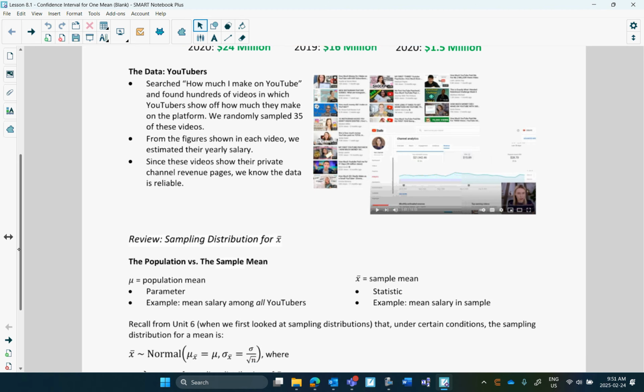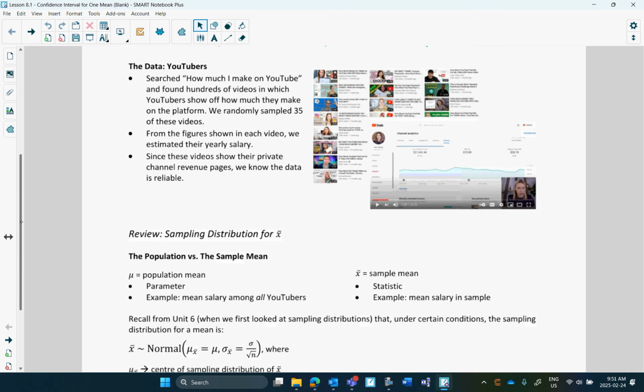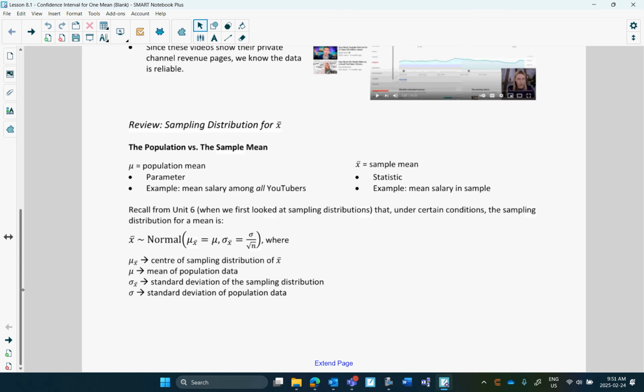And then from the figures shown in each video, their yearly salary was estimated. And since the videos showed their private channel revenue pages, we know the data is reliable. So that's what we use. That's our sample. Now remember, we want to take a sample and generalize it to the population. That's the whole goal here.